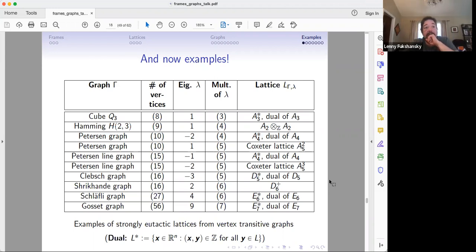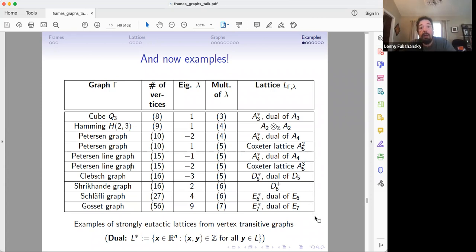So I guess one point I'm trying to make with this table is that you can recover quite a few well-known lattices with great properties. A bunch of these lattices are actually extremal. So for instance, the Coxeter lattice is extremal. Well, this Coxeter lattice too. All right.